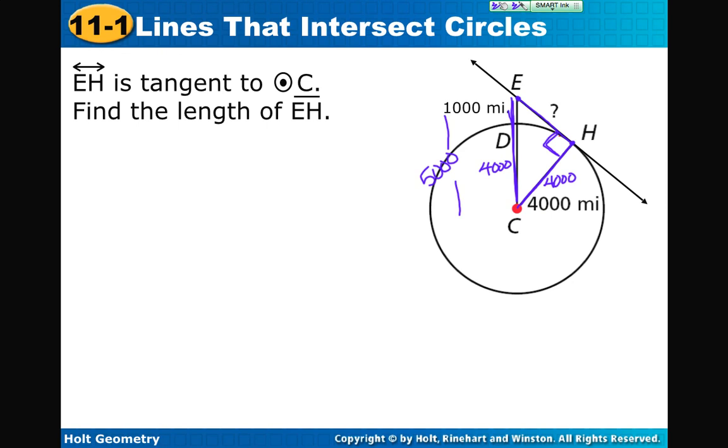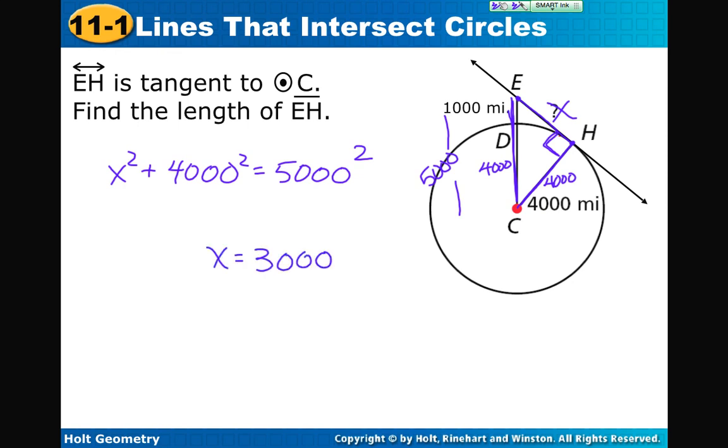So how can we find EH? We can do the Pythagorean theorem. We've got some big numbers to work with, but I'm going to put an X. So X squared plus 4,000 squared equals 5,000 squared. Anyone notice a multiple of 3, 4, 5? So I know it's going to be 3,000. But plug through the actual numbers. 3,000 is EH, and it was miles.